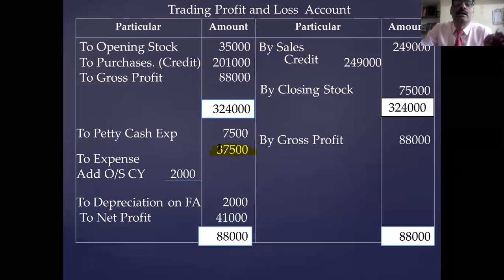37,500 is the difference. This difference is the total expense for the year. Okay, then what is the expense disbursed by way of check? I'll open it for a discussion. You tell me, anyone tell me. Anyone tell me what is the expense disbursed by bank?